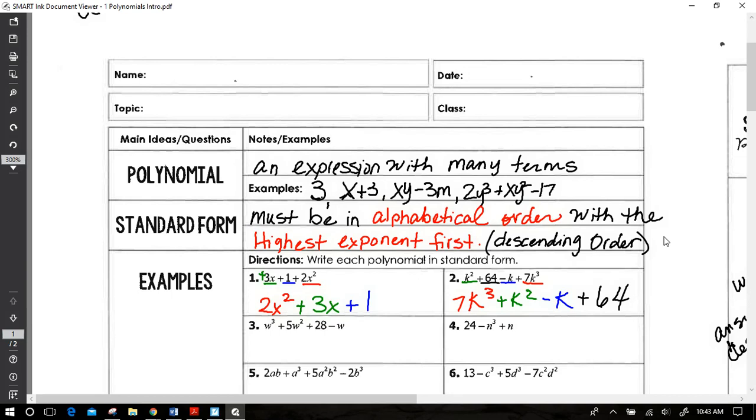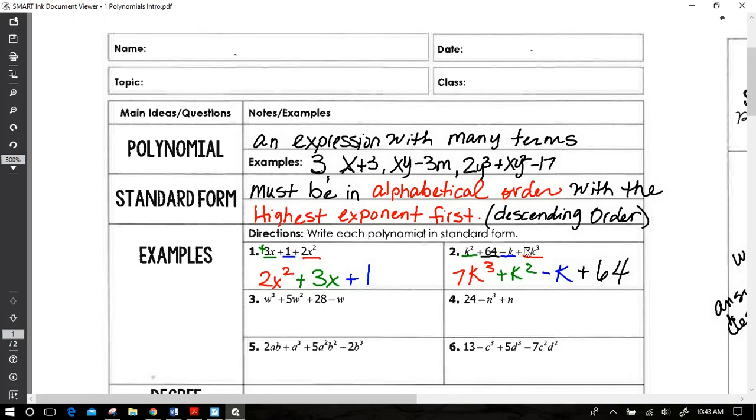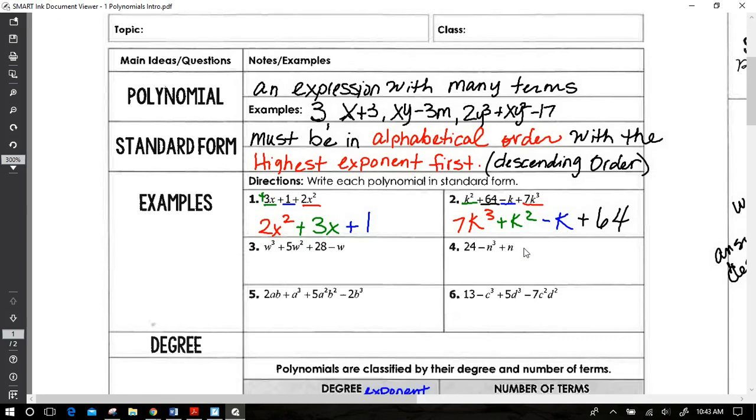Here's what I want you to do. I want you to pause the video and try examples 3 and 4 on your own. Alrighty, welcome back. I have done number 3. Now notice I only underlined the positive 28 and the negative w because those are the only 2 terms that I had to kind of move around. The w cubed plus 5w squared was already in descending order, so I just had to fix up those last 2 terms. And then in number 4, I went ahead and underlined everything because everything kind of got shuffled around there a little bit. Okay.